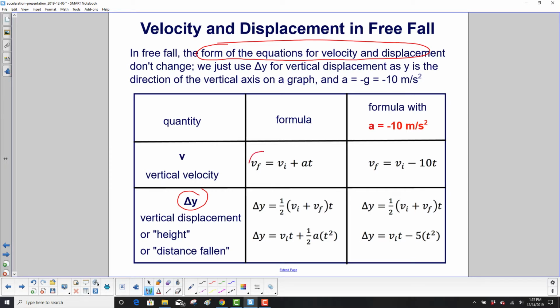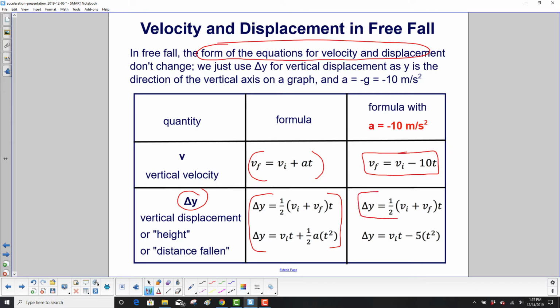So here's our vertical velocity. All right, we've got vf, vi, and at. And here's our vertical displacement, in other words, the height or how much the object has fallen. We then substitute in a is equal to minus 10. So vf is vi minus 10t.